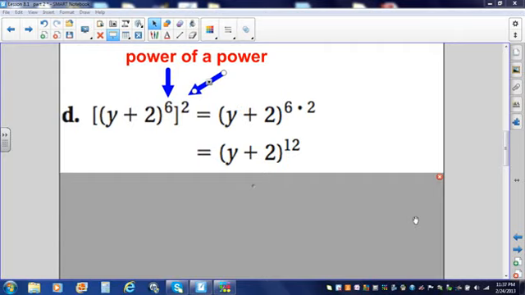I'm going to jet out of here. And as you can see, is a power to a power hard? No! Of course not. See ya.